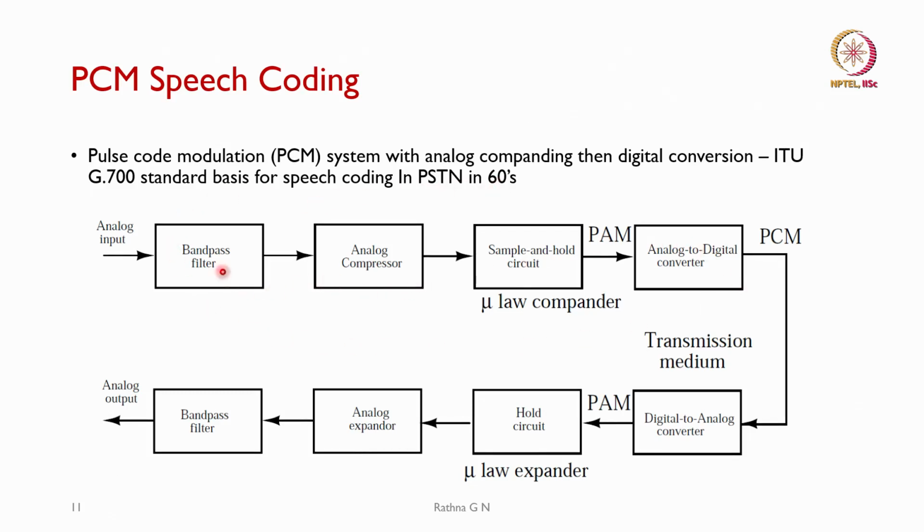So, you will see that this is an analog input, then we have a band pass filter, then we have the analog compressor here, and then the sample and hold circuit.